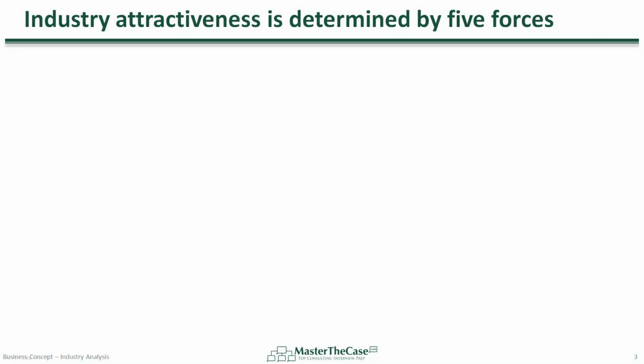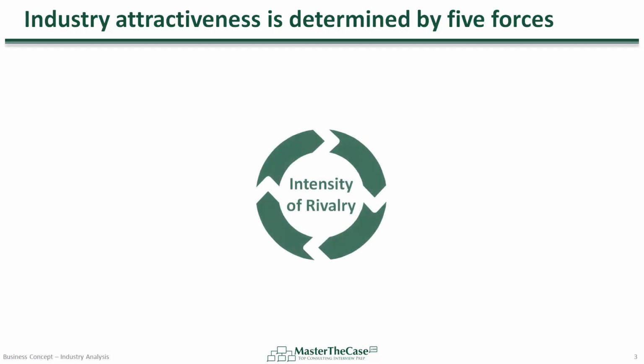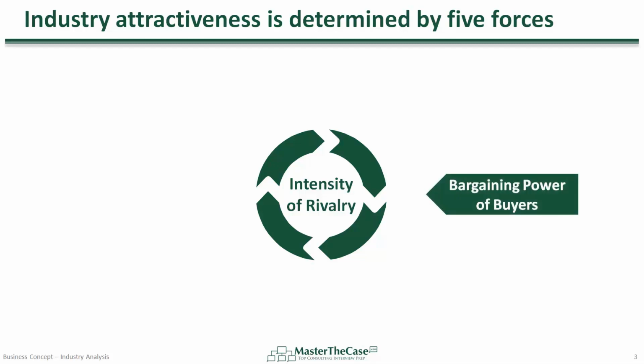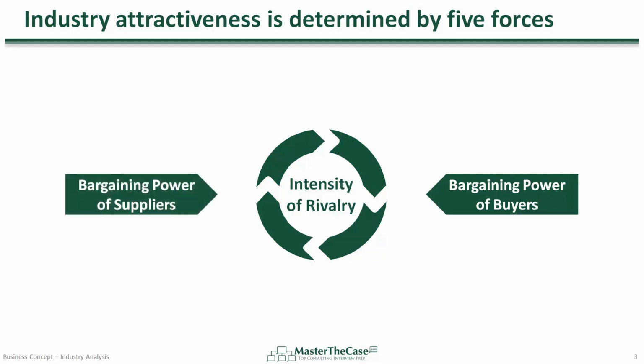Industry attractiveness is determined by 5 forces, which form the industry structure. 1. The intensity of rivalry among existing competitors in the industry. 2. The bargaining power of buyers, in other words, the industry's customers. 3. The bargaining power of suppliers to the industry.